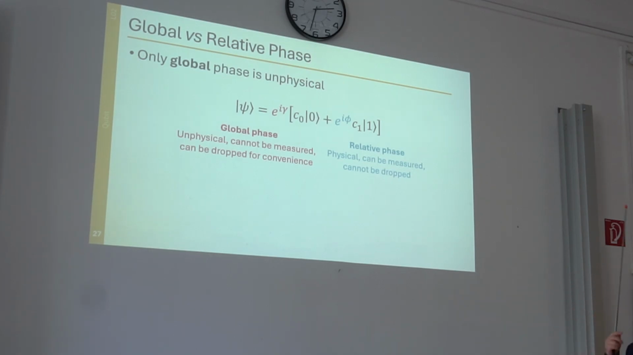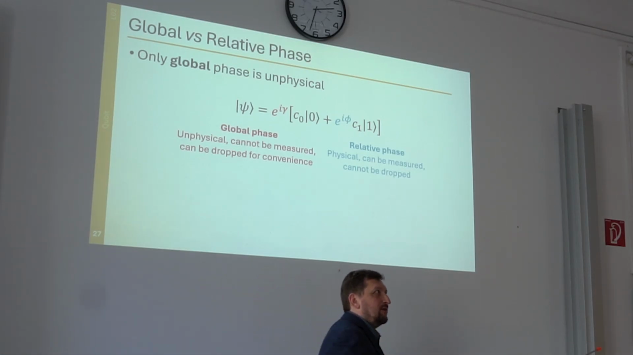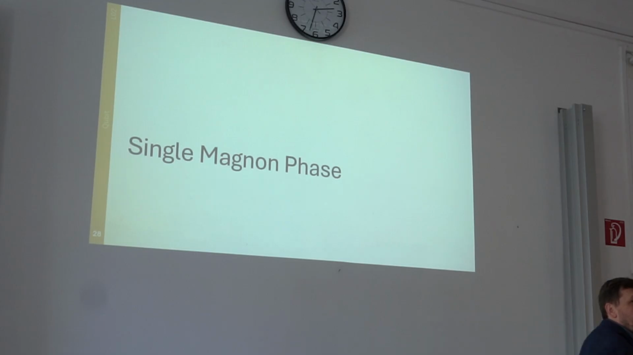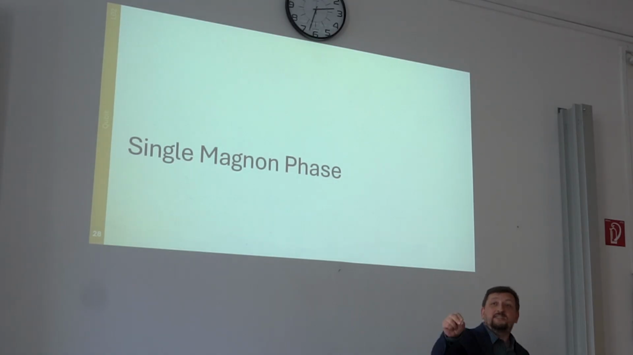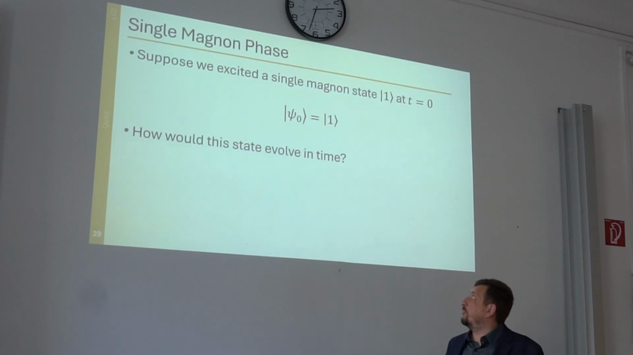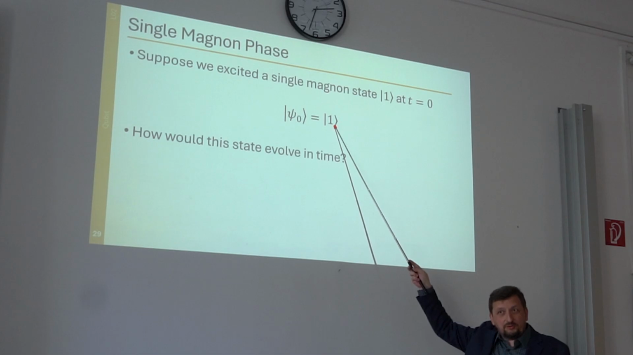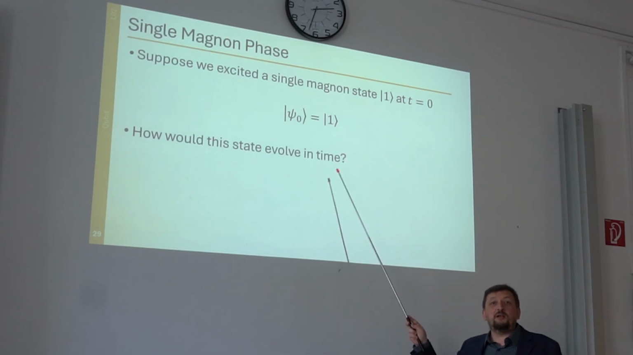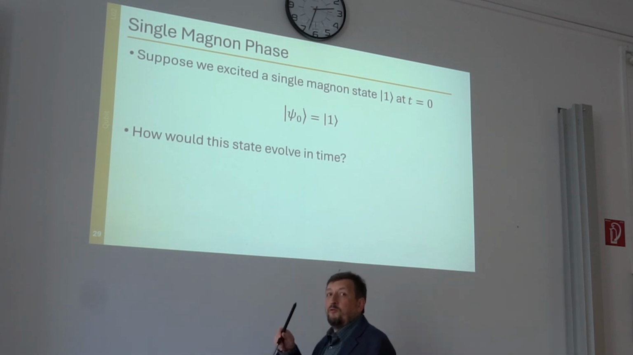Okay, but this global phase has an important consequence in quantum magnonics. I would say there is one important misconception in quantum magnonics related to global phase. So let us think about a single magnon and the phase of a single magnon. Suppose that somehow we were able to excite exactly one magnon at the initial moment of time. So the initial state of our system is just one magnon, and that's all. A single magnon state. How would the state evolve in time?